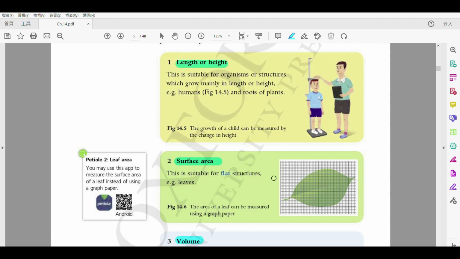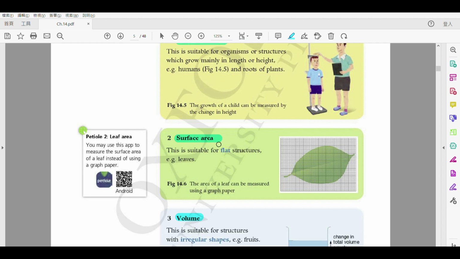For the hint, you can think about their units. Length and height is very easy. It's what you know. We may measure the height of a human, the length of certain structures, like the roots, like the stems of plants. Surface area, usually we won't measure humans' surface area because, for example, you won't collect all the skin of a certain human and try to measure the surface area of that person, right? I don't know what is the importance of doing this, except that you have a special interest. But if you have that special interest, don't let me know, okay?